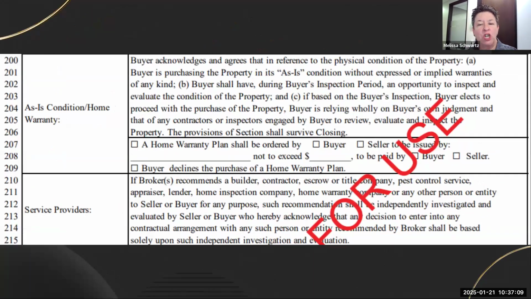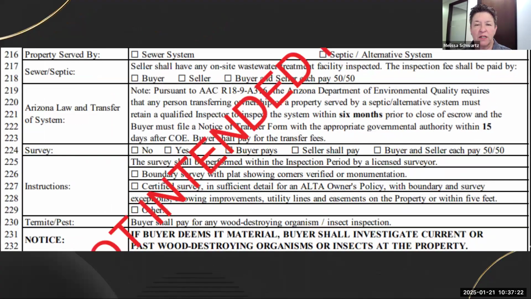Hang on a minute. So the home warranty is under the as-is condition in home warranty if the buyer is wanting one. Paid by buyer, seller, same type of thing. Service provider release, that's similar to our AAR contract. Okay, so this is still not showing. I'm still a no. Okay.